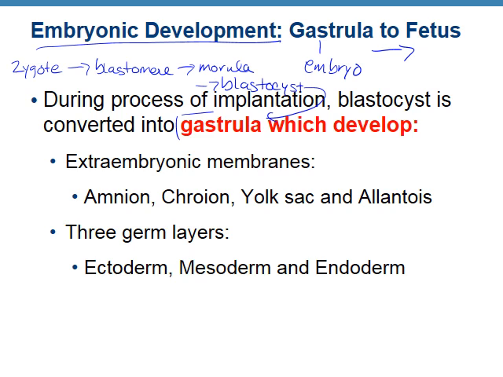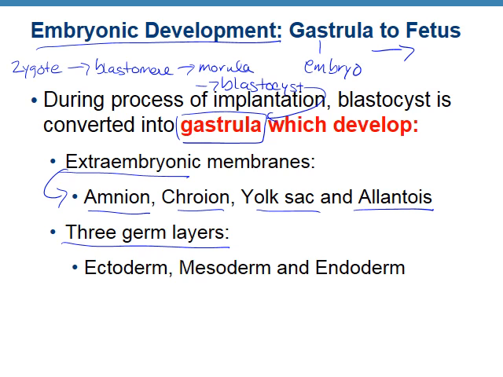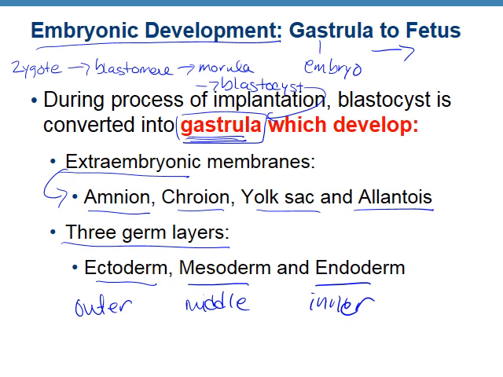Now we're moving on to gastrula. So these extra embryonic membranes, these are membranes made by the embryo, right? So the amnion, the chorion, the yolk sac, the allantois. And there are 3 germ layers that are going to start to become present during this gastrulation phase. So we're going to see an ectoderm. I think of this as outer, mesoderm as middle, and endoderm as inner. And we'll look at which structures are made from these different germ layers.